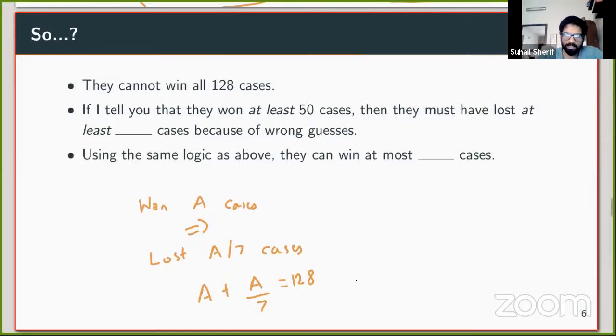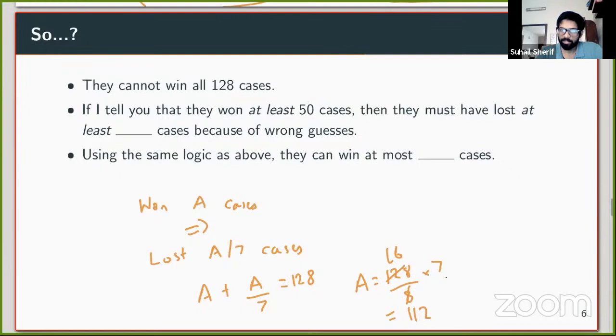And then you do some magic and you get A equal to 128 divided by 8 into 7. So this is 112. Equal 16. Yeah. So 112. So if they win 112 cases, then they will lose 16 cases, and that covers 128 cases.